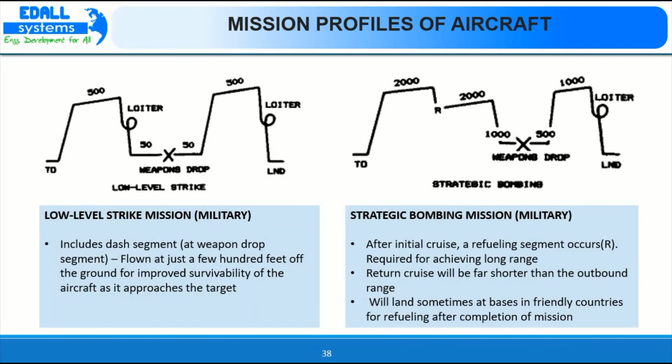takeoff, then climb, then cruise, and even if the mission is not completed, it has to refuel. The refueling process will be done mid-air, then it will cruise, then descend to a certain location, then loiter at some location, then it may drop some weapons, or again it may refuel by landing back on the ground in friendly countries, and again it may take off, then loiter, and then return back to the ground.